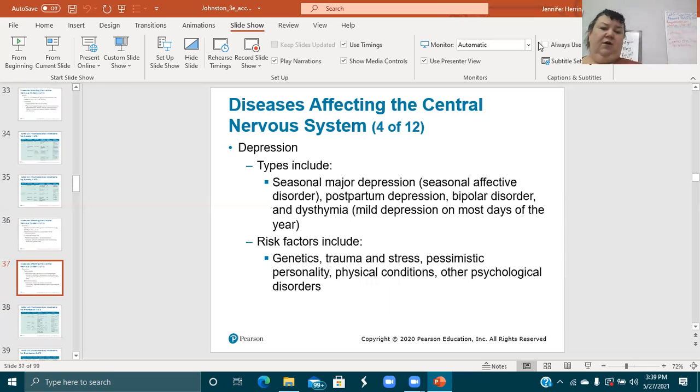So there are types of depression. This would include seasonal major depression, seasonal affective disorder, postpartum depression, bipolar disorder, and dysthymia, which is a mild depression on most days of the year. So risk factors include genetics, trauma and stress, pessimistic personality, physical conditions, and other psychological disorders.